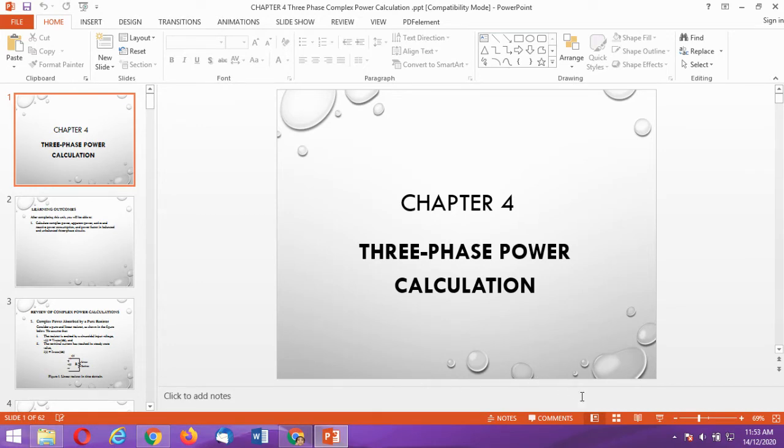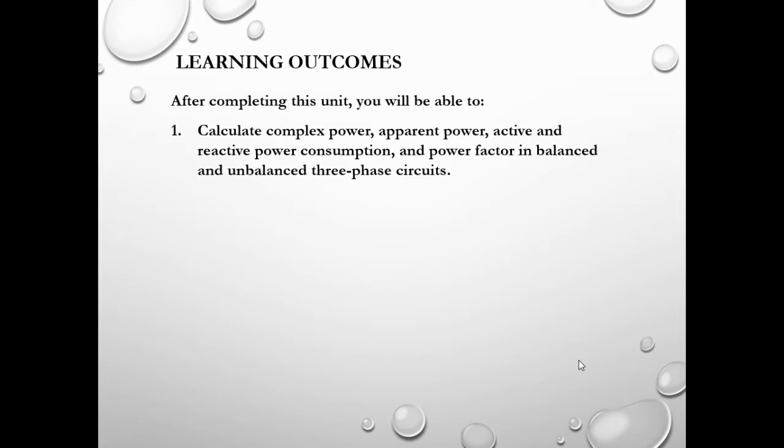Welcome back to my video, and we will continue with chapter number 4 on the topic of three-phase power calculation. So this is some of the learning outcomes. Number 1, you must be able to calculate complex power, in terms of apparent power, which is basically S, active power, which is P, and reactive power, where the symbol is Q, and also the power factor in balanced and unbalanced three-phase circuits.